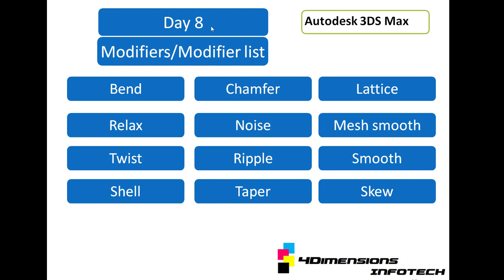Hello. In day 8, we are going to learn the modifiers or modifier list commands like bend, chamfer, lattice, relax, noise, mesh smooth, twist, ripple, smooth, shell, taper and skew. Let's learn these commands in Max.